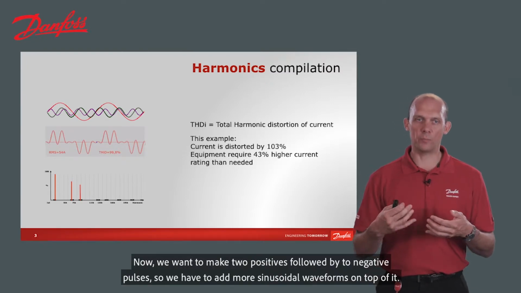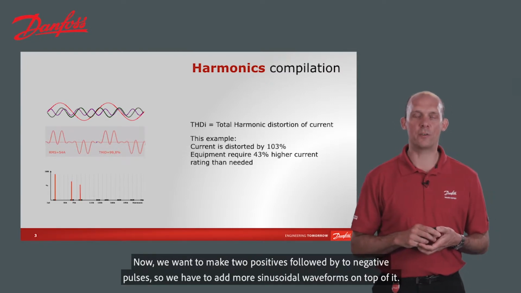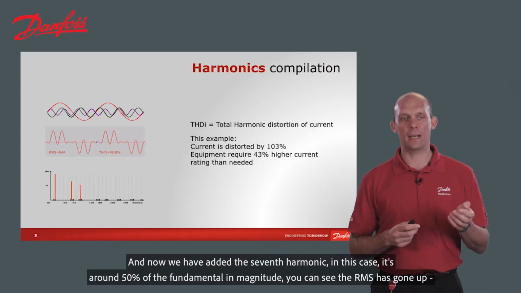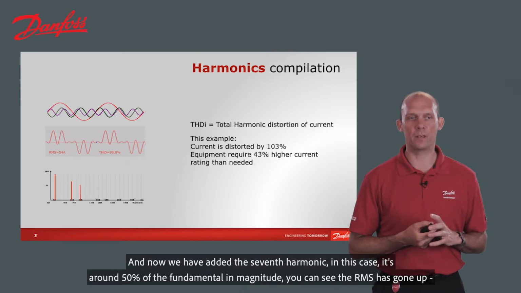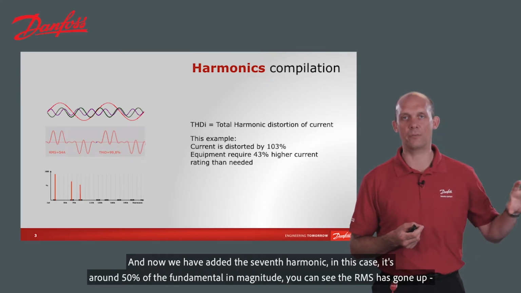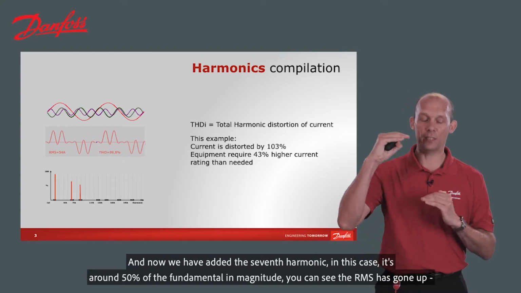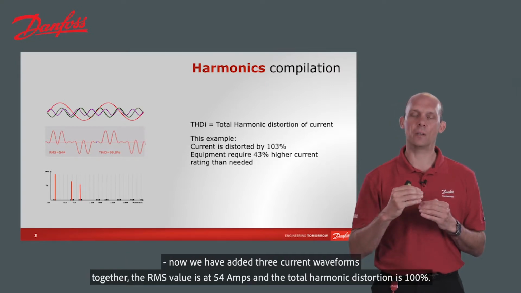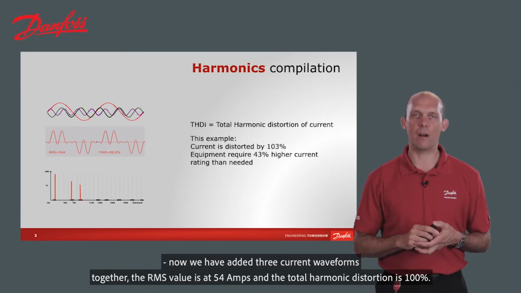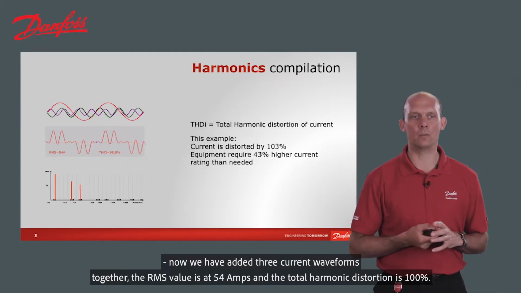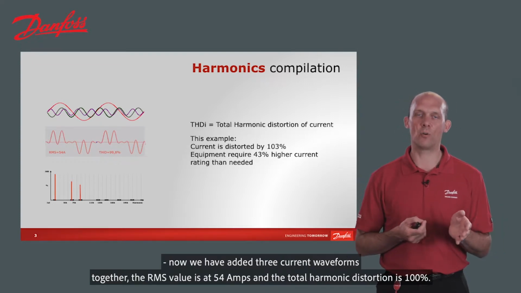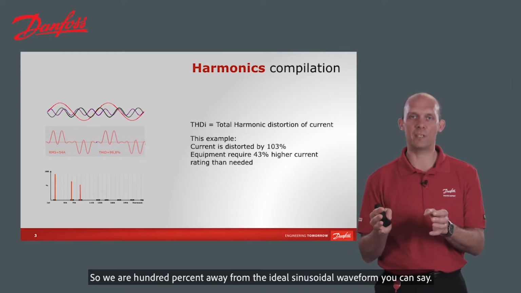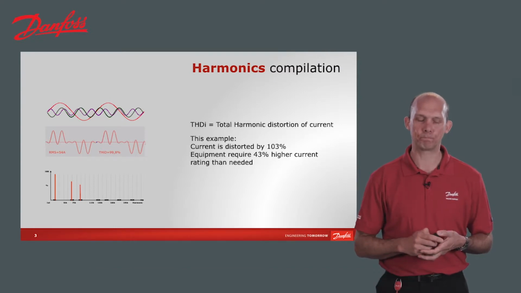Now, we want to make two positive followed by two negative pulses, so we have to add more sinusoidal waveforms on top of it. And now we have added the 7th harmonic. In this case, it's around 50% of the fundamental in magnitude. You can see the RMS has gone up now where we have added 3 current waveforms together. The RMS value is at 54% now, or 54 amps, sorry. And the total harmonic distortion is 100%. So we are 100% away from the ideal sinusoidal waveform, you can say.